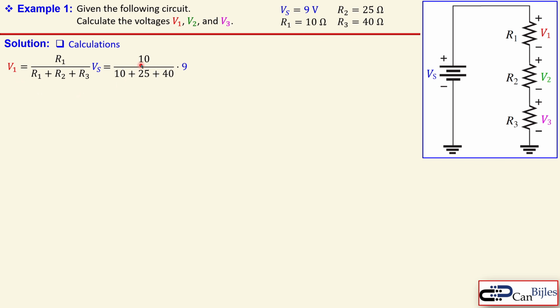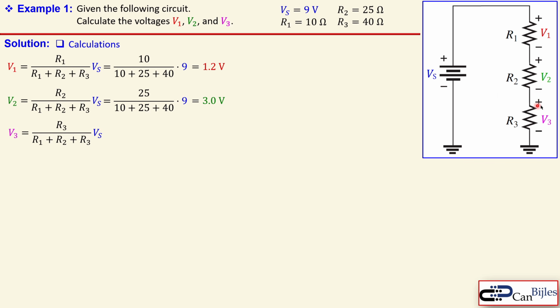So we now substitute the values. It will be then 10 over 10 plus 25 plus 40, as given in the example, times 9 volts. And that will give you 1.2 volts. Similarly for V2. V2 means the voltage between this node and that node. That's again only the resistor you find between these two nodes, which is only R2. Then you get R2 divided by the complete set of resistors, which is R1 up to R3, so the series combination, just add them up, times Vs again. And then you can use 25 over the exact same value times 9. In this case you get 3 volts.